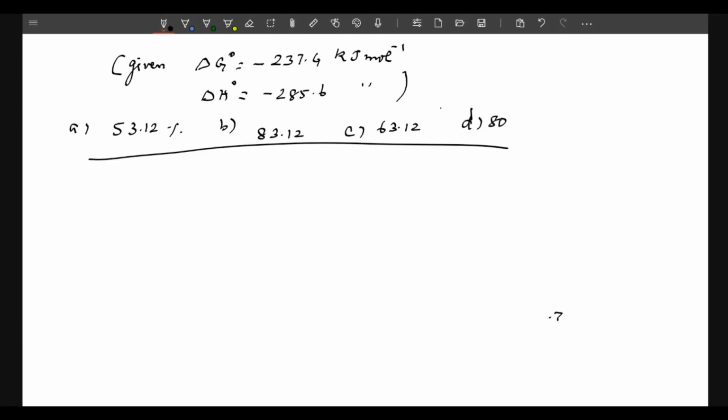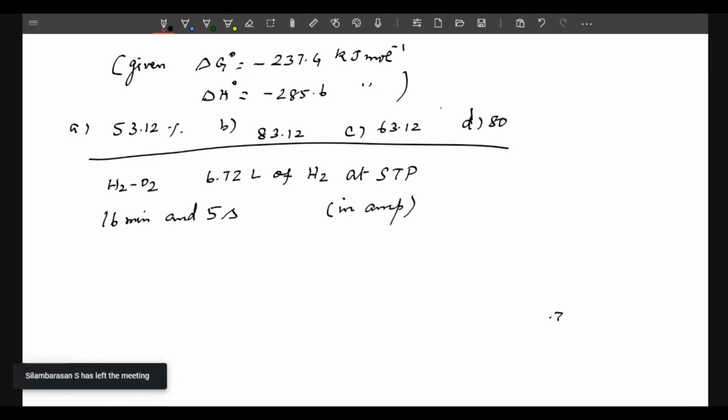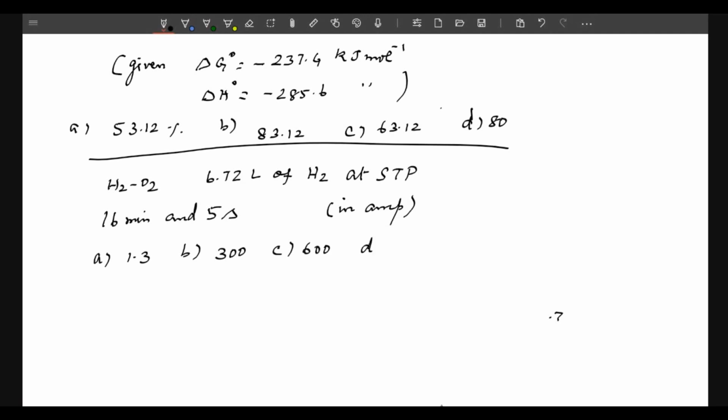This is for your homework. Take down the next question. Hydrogen oxygen fuel cell. In the hydrogen oxygen fuel cell, 6.72 liter of hydrogen at standard temperature and pressure react in 16 minutes and 5 seconds. The average current produced, in ampere, is: A 1.3, B 300, C 600, D 16.